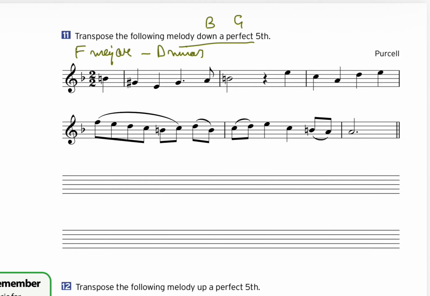Okay, now let's see if it is minor and we write the D minor scale, that is D, E, F, G, A, B, C and D. Okay, now in this one the G note, they've shifted the G as sharp. That means it's an accidental.